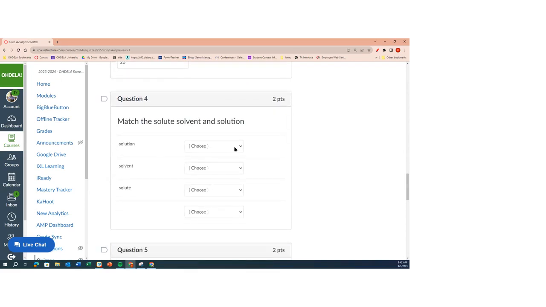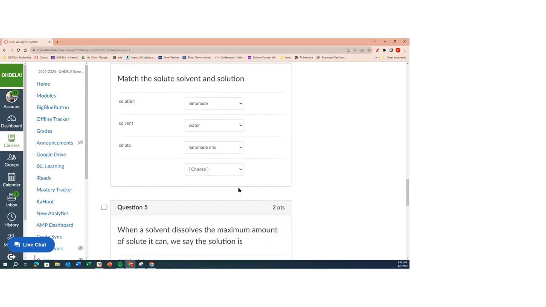Number four, a solution. What's a solution in this one? Thanks, Revy. Lemonade is the solution. Right. What's the solvent in this particular one? So the solution is the lemonade. So what's dissolving? Yeah, water, Revy, you got it. What's the solute? The lemonade mix, right?